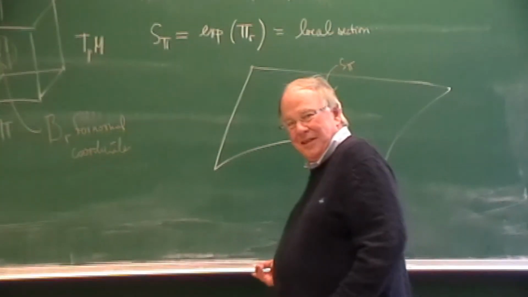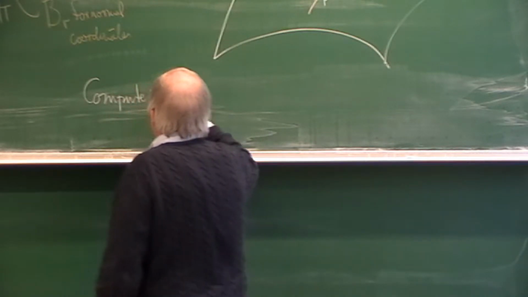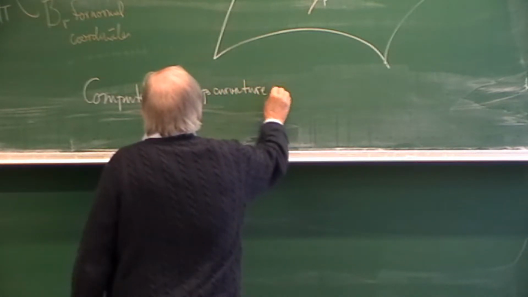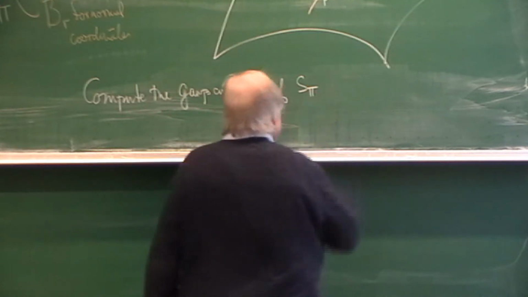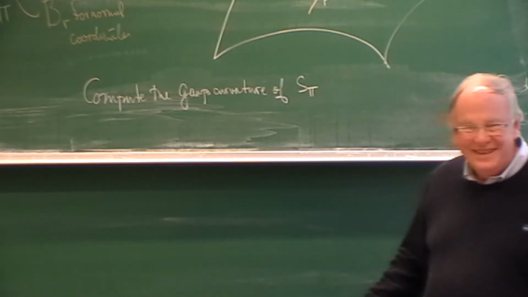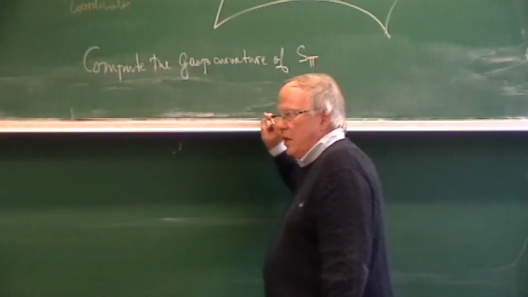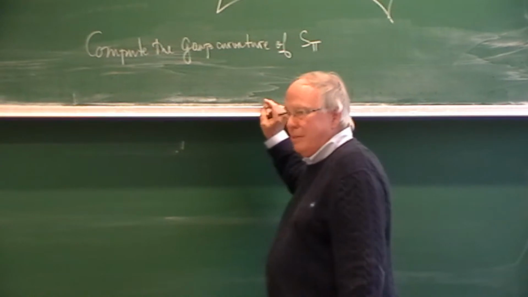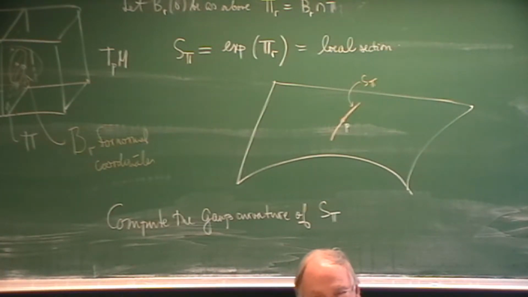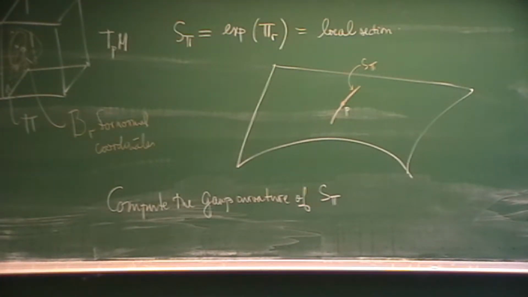Now, Gauss told us what to do. Gauss said, compute the Gauss curvature of S_P. Why not? Okay. And now, I made some remarks this morning. I hope you remember some of my remarks. It depends how you define nabla. You can have nabla, which is defined by the ambient nabla or by the intrinsic nabla, right? Let's recall that.